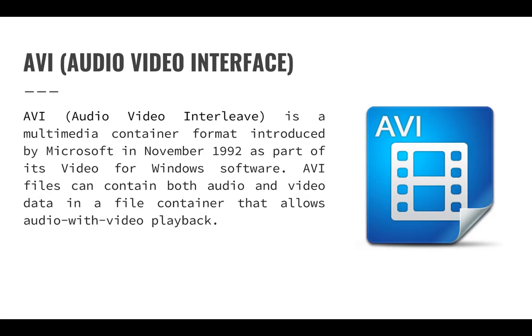AVI is a multimedia container format introduced by Microsoft in November 1992 as part of its Video for Windows software. AVI files can contain both audio and video data in a file container that allows audio with video playback.